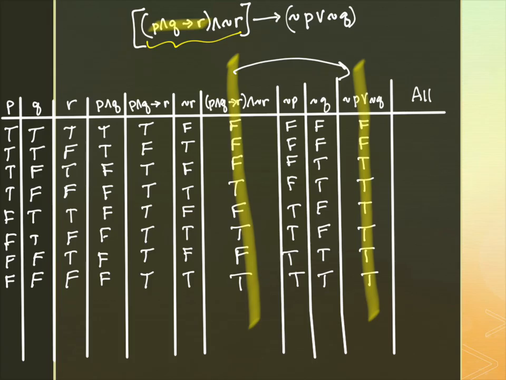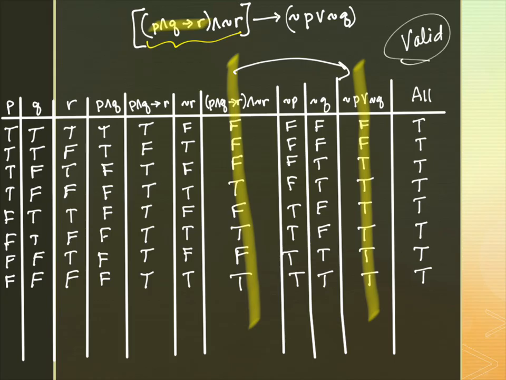Now on rows 1, 2, and 3, they all start out false, so those are automatically trues. Row 4 is true, true, so that's also true. Row 5 starts out false, so it's true. Row 6 is true, true, so it's true. Row 7 is false, true, so it's true. And row 8 is true, true, so it's true. What does that tell us? It is valid.